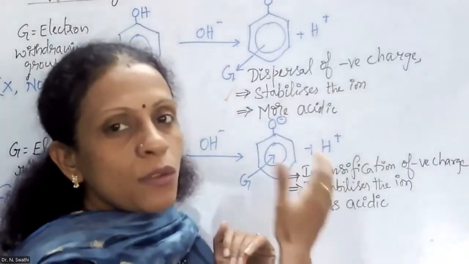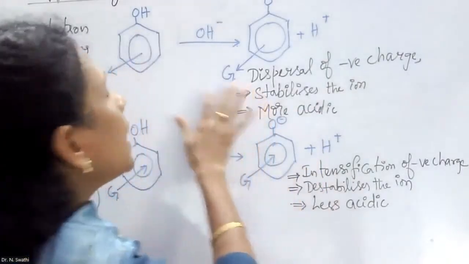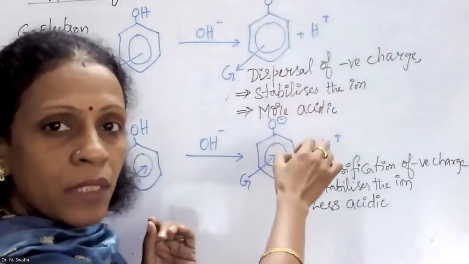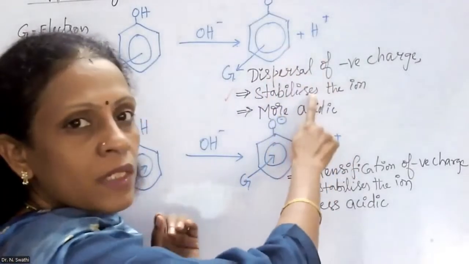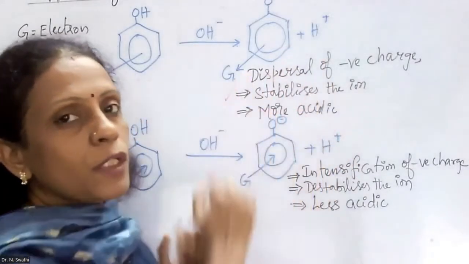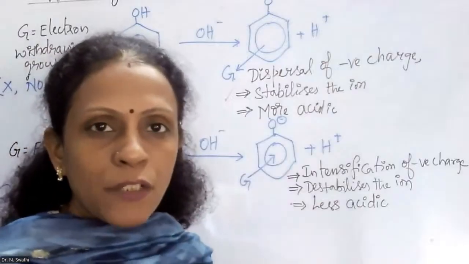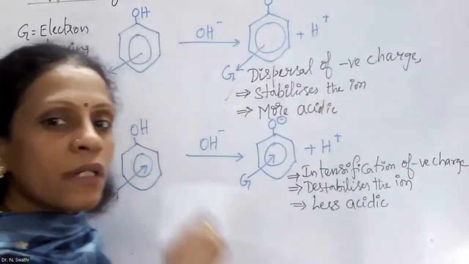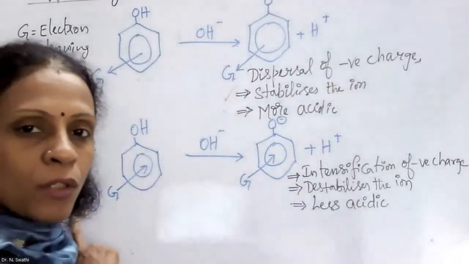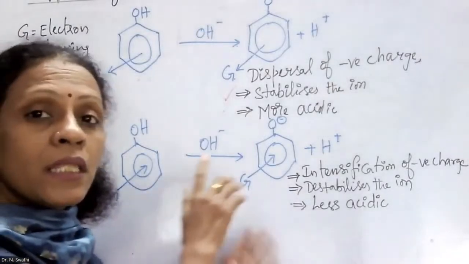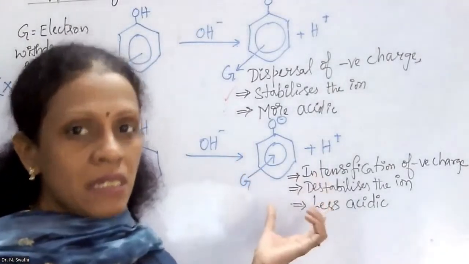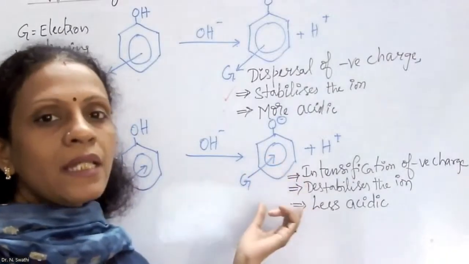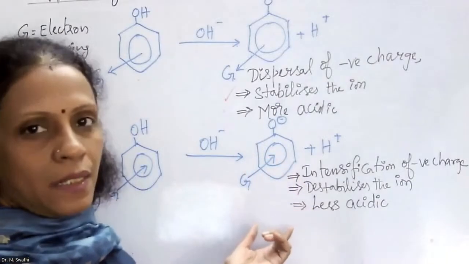In the case of phenols having electron withdrawing groups, the formed phenoxide ion is readily stabilized because of the dispersal of the negative charge due to the presence of electron withdrawing functionalities such as nitro group, halogen or carboxylic acid moiety. Now, when electron releasing groups such as methyl, amino or hydroxyl groups are present, the resulting phenoxide ion is destabilized due to the intensification of the negative charge, and thus they are less acidic in nature.